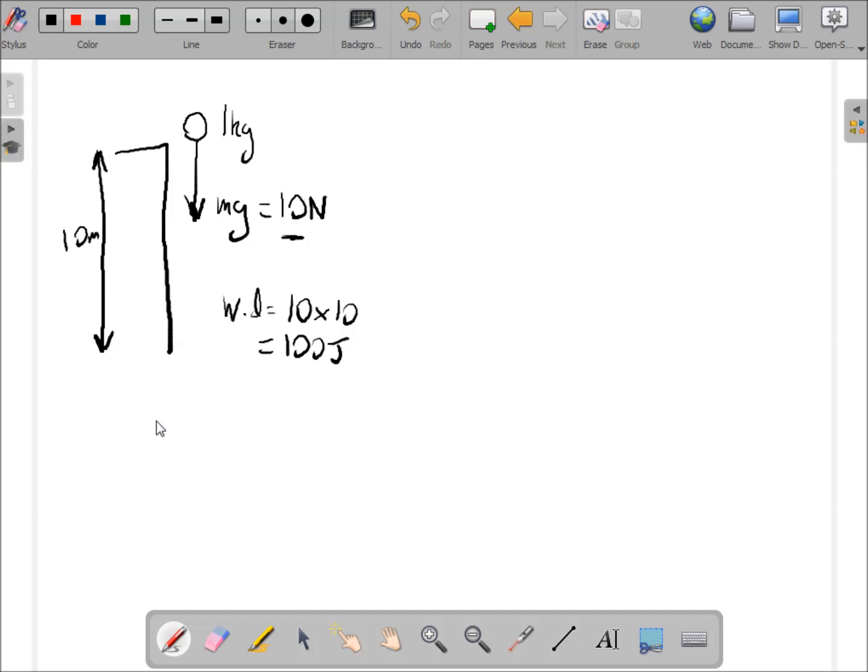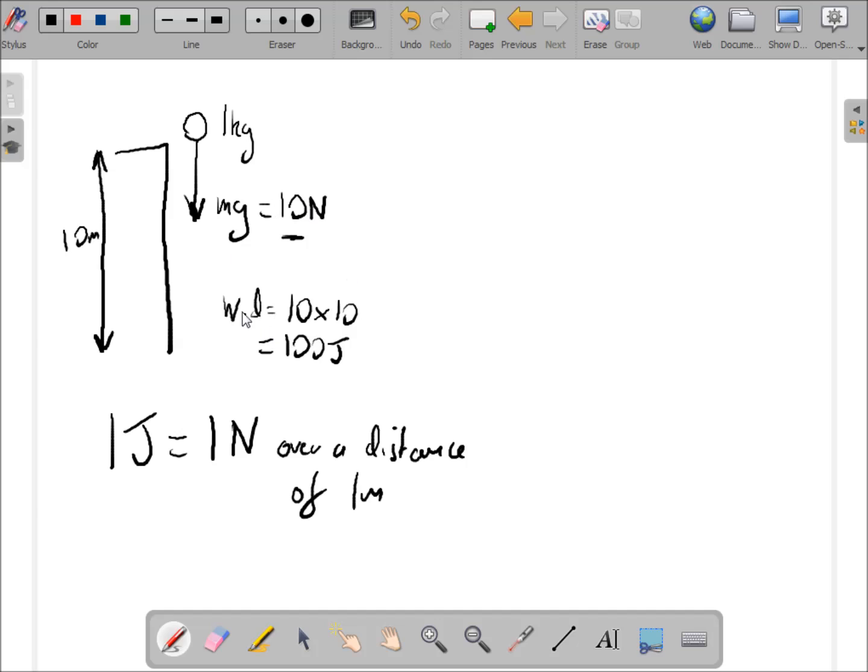Now at this point we'll take a sideline just to remember what the definition of a joule is, because joules are defined by work done. The joule, the unit, is in fact the work done when we apply 1 newton of force over a distance of 1 meter. That is the physical definition of a joule.